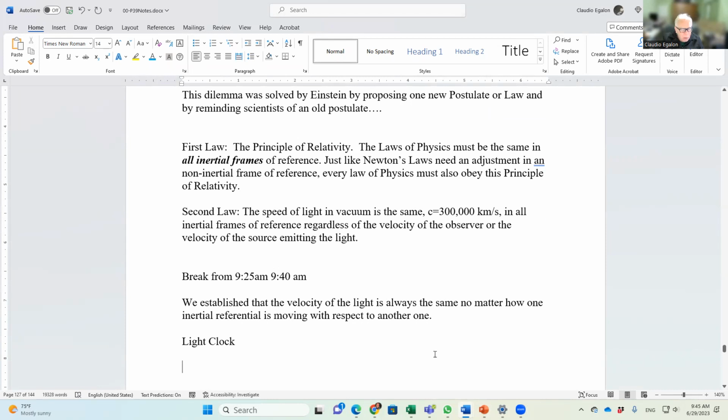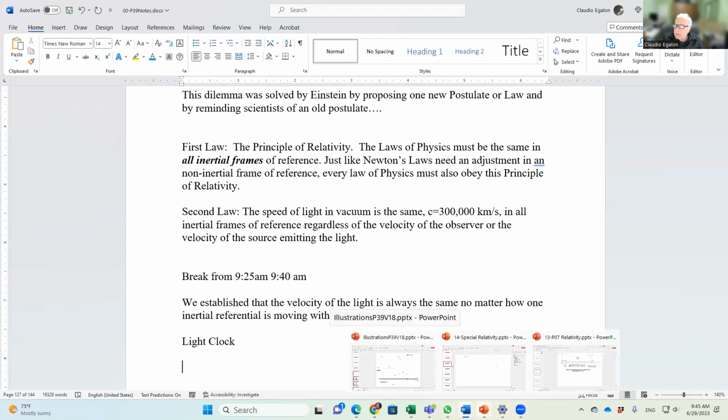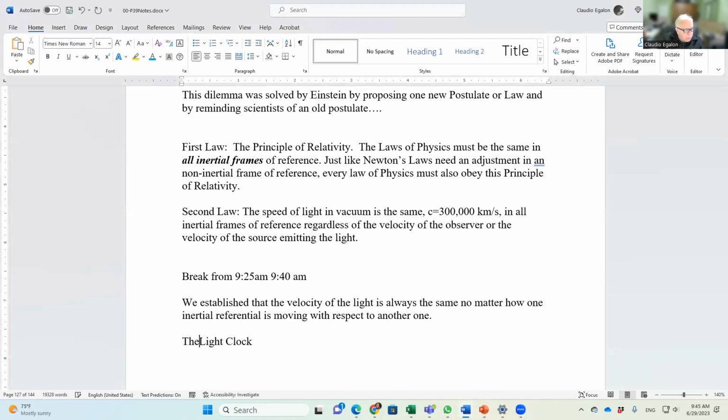Okay, think about a clock that has this photon that's made of light, okay? Think about the clock that uses the motion of light to keep time. The light clock, okay? A timepiece that uses the motion of the light of a photon, the motion of a photon to keep time.